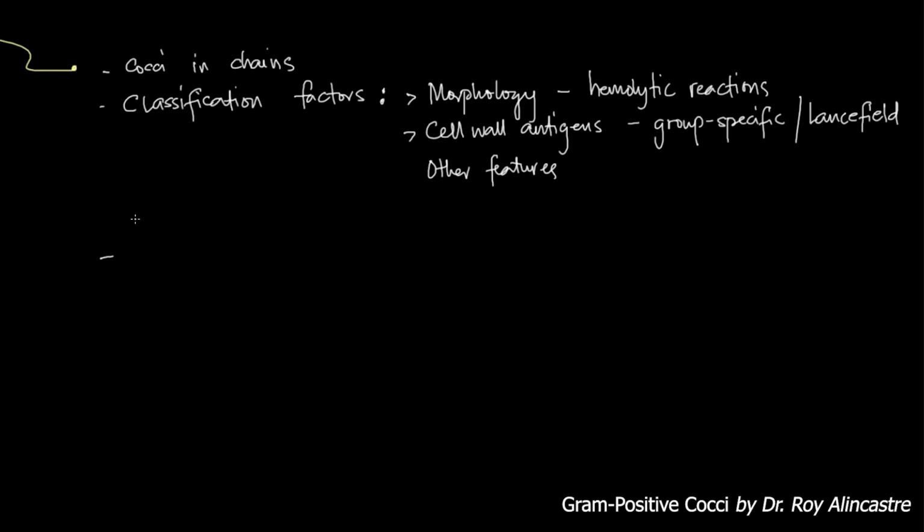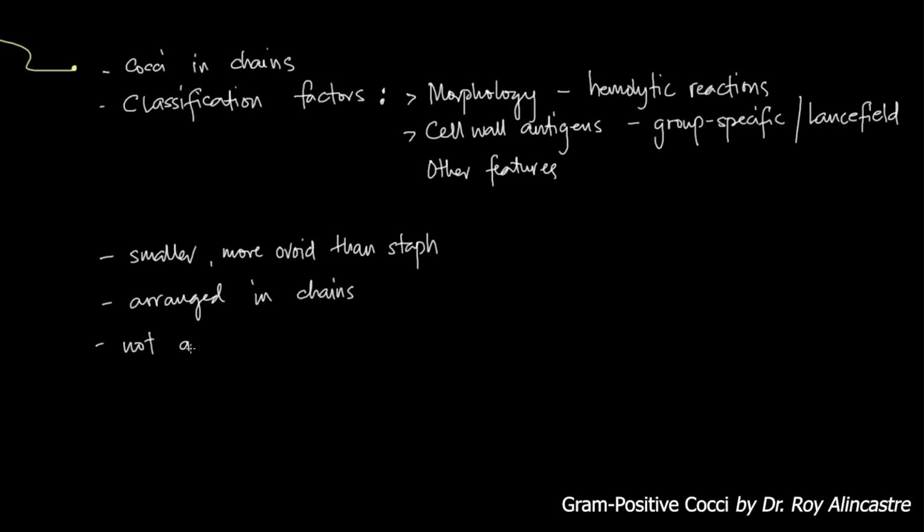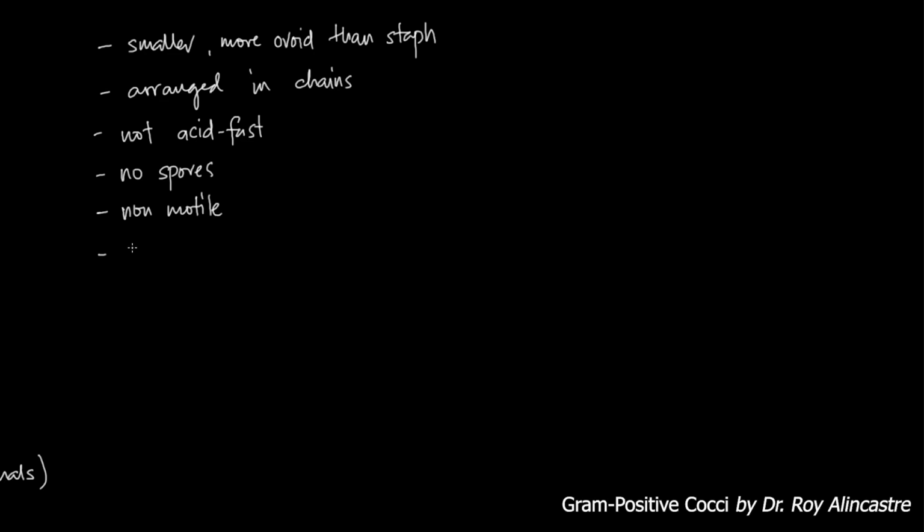So streptococci stain readily with common dyes, showing that the cells are generally smaller and more ovoid in shape than staph. They are usually arranged in chains with oval cells touching end to end. Medically important strep are not acid fast, they do not form spores, and they are non motile. Some members form capsules made of polysaccharide complexes or hyaluronic acid.